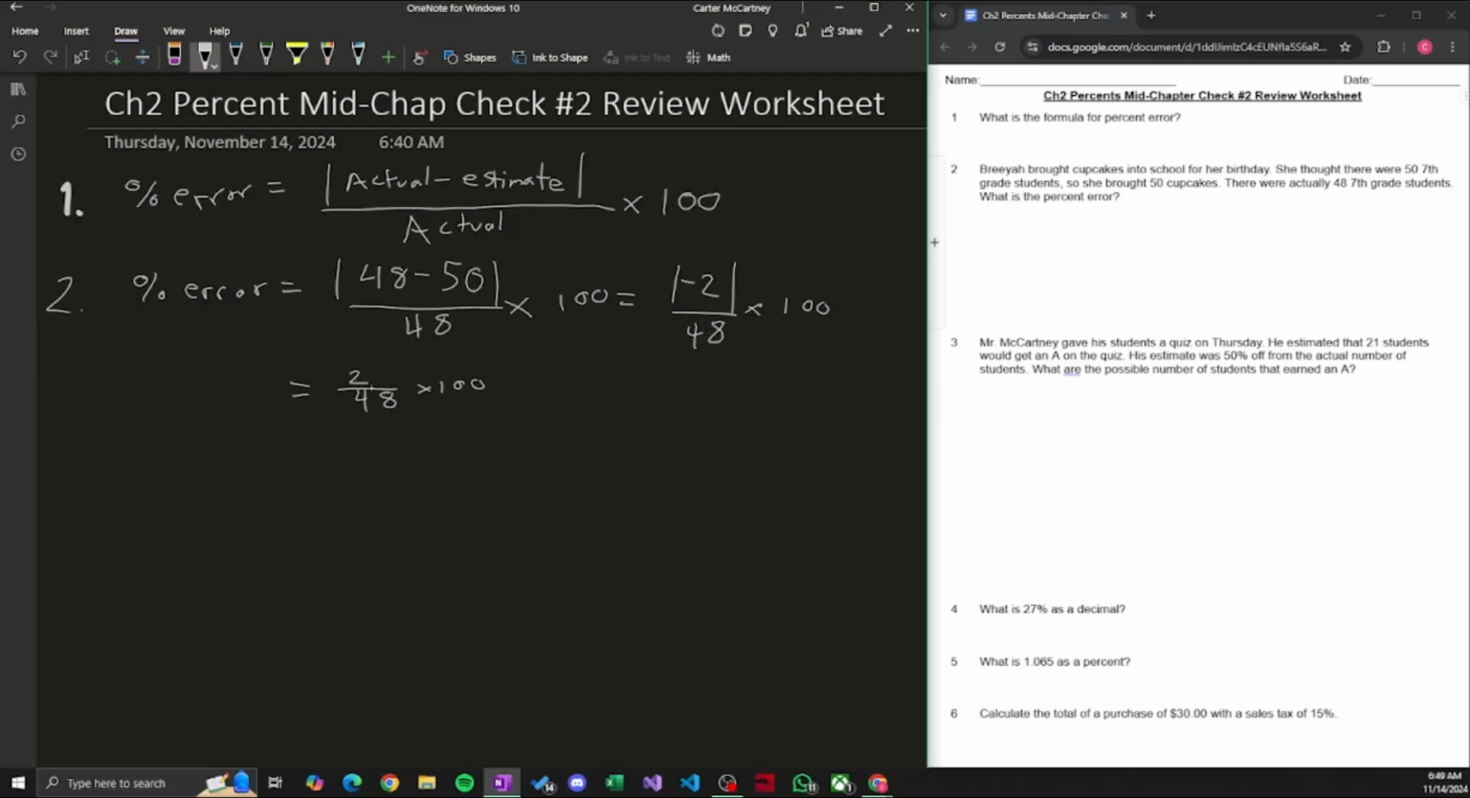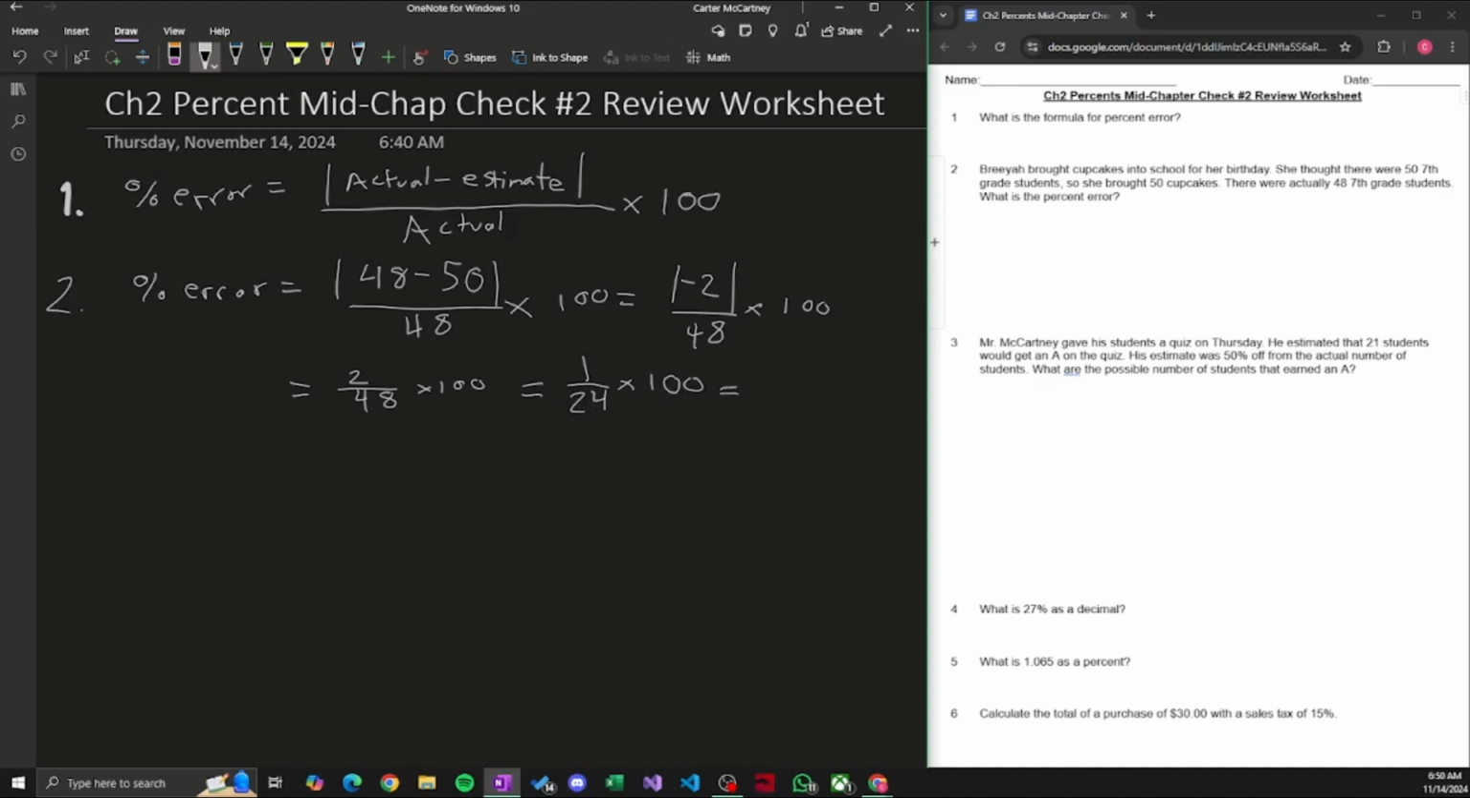Now, we can simplify this fraction, or we can cross simplify here. Either way, and then I'm going to simplify by multiplying. So let's simplify this first. 2 and 48 are both divisible by 2. So we can go ahead and divide them by 2. 2 divided by 2 is 1. 48 divided by 2 is 24. So we have 1 over 24 times 100. Now we can just multiply and divide, or we can also simplify a little bit farther. If we simplify a little bit farther, we can realize that both of these are divisible by 4.